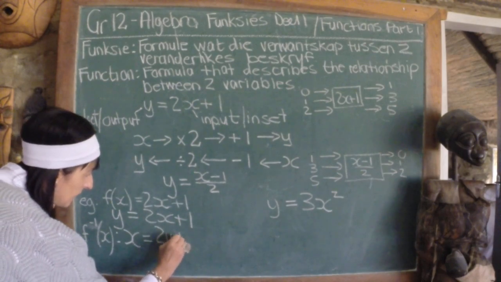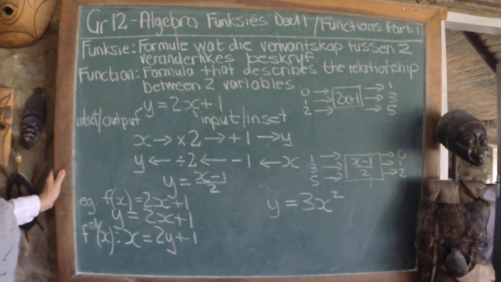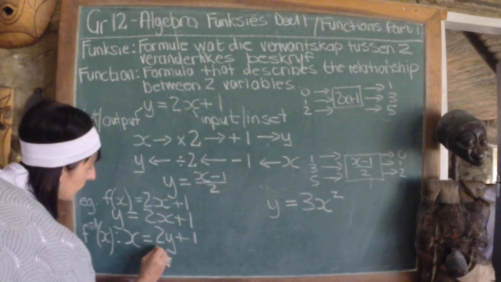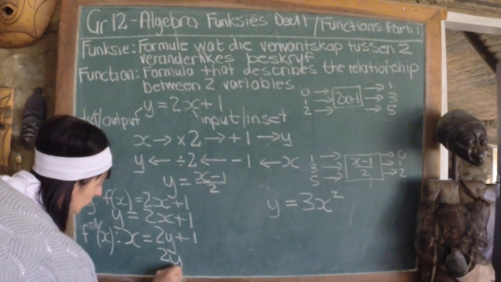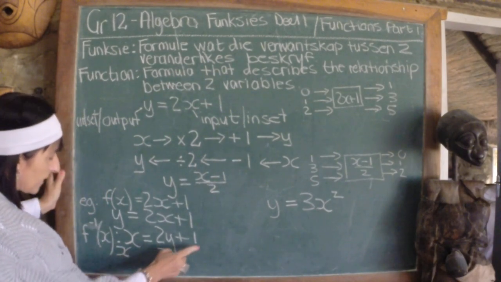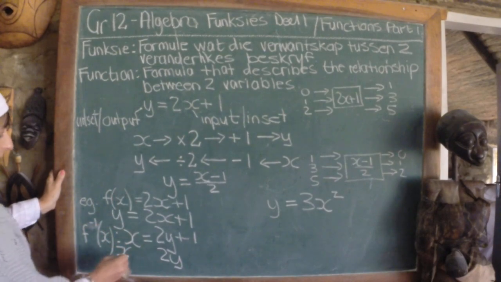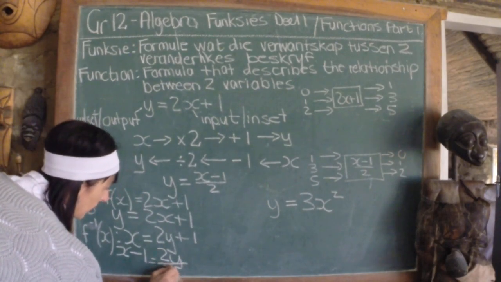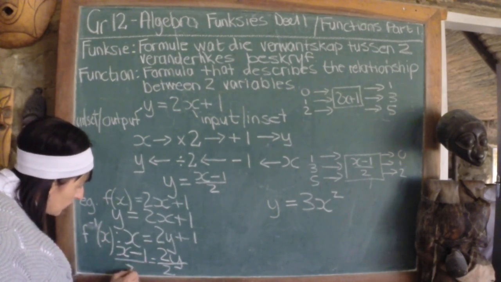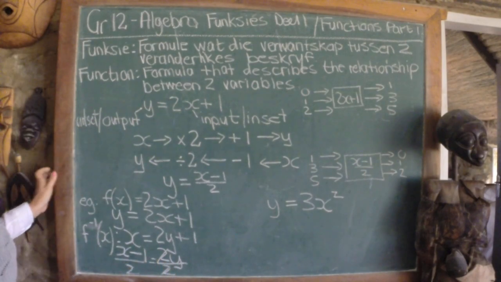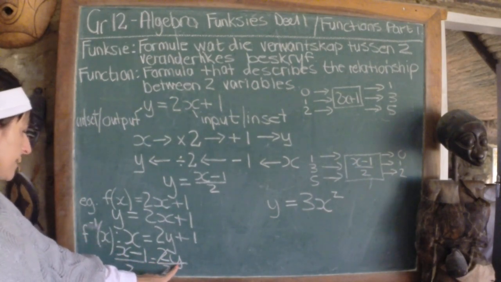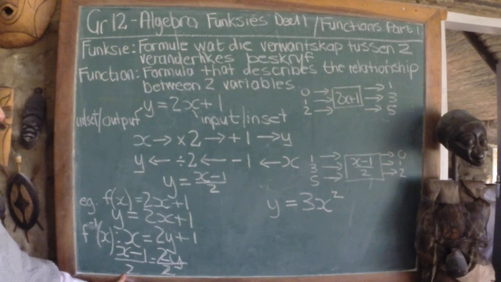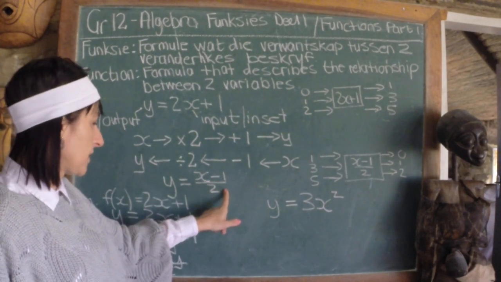En onthou, enige funksie moet altyd in terme van y geskryf word. So ek kry vir y alleen aan die een kant. If I take the plus 1 to the other side of the equals, it becomes a minus 1. And then, to get y on its own, I divide with 2 on both sides. And that gives me the inverse function. Y is gelyk aan x min 1 op 2. Presies soos wat ons hier gesien het.